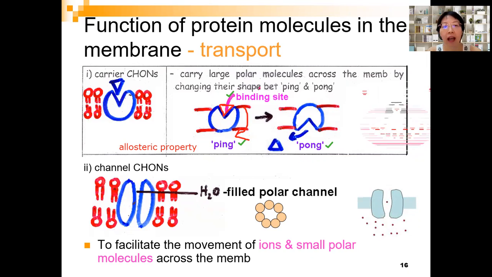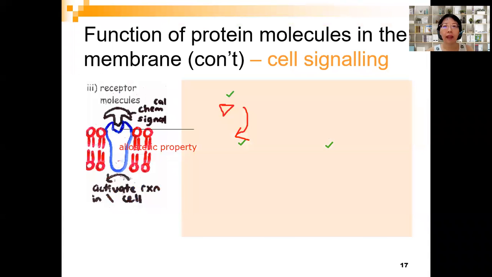Now, next, function of protein molecules in the membrane: cell signaling. There are some proteins that are used as receptor molecules. So this protein is called a receptor molecule. Receptor means to receive something, right? So what is it you want to receive? You want to receive a signal for your cell.